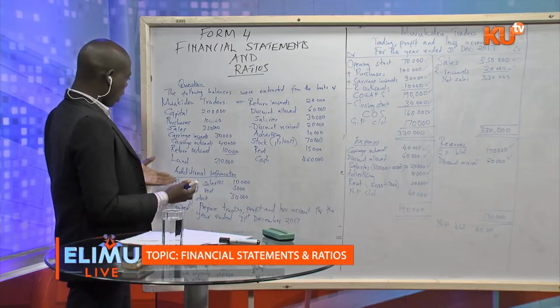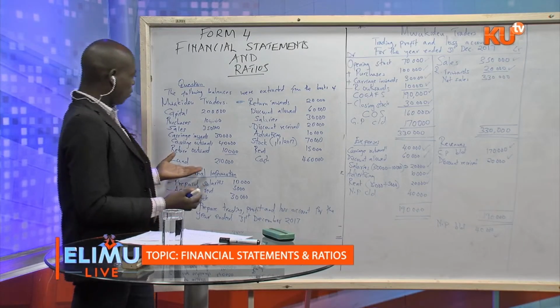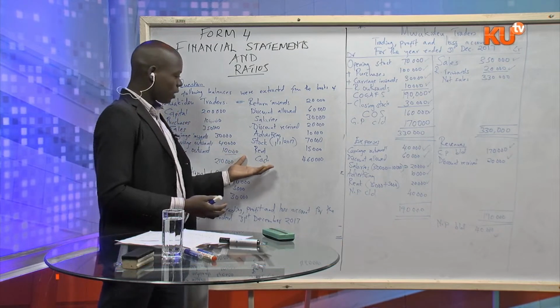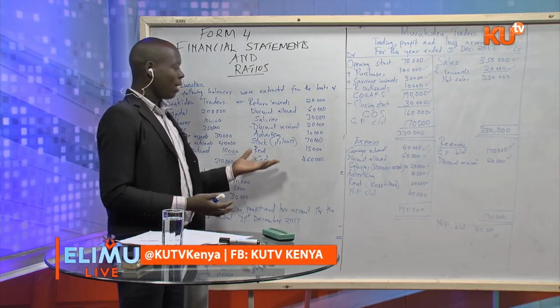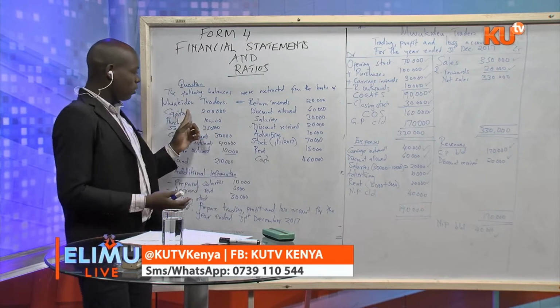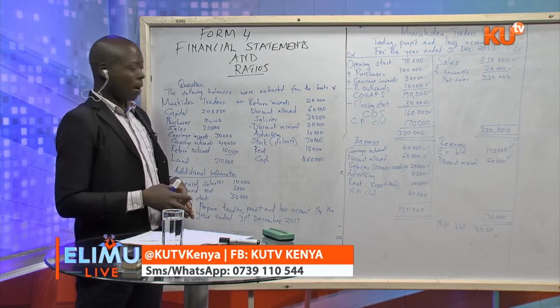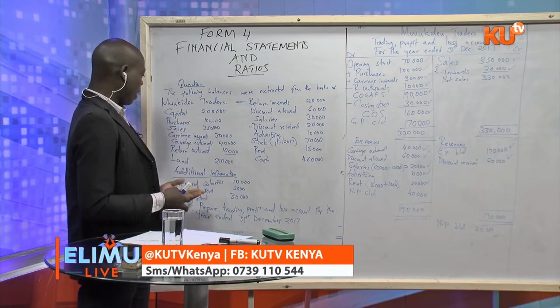Someone will be asking, where is land? Why have we not used land? Why have we not used capital? Why have we not used cash? These are important questions. Capital will have been used if at all we had been asked to prepare the balance sheet, because these are entries to the balance sheet.